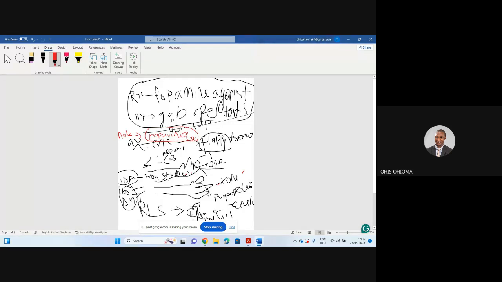If they tell you that the patient is iron deficient, of course, in that case, a dopamine agonist will not help that patient. Iron will be preferable for that patient. If the patient is not iron deficient, then a dopamine agonist is the best option.